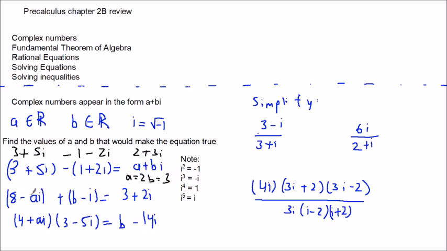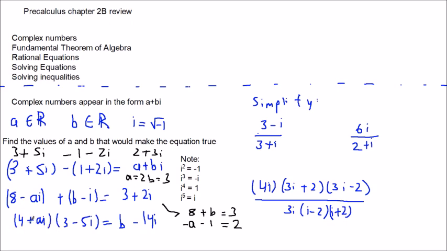Second problem, 8 minus ai plus b minus i equals 3 plus 2i. So this problem, you'll actually solve this equation like this. You will have 8 plus b is equal to 3, and then you will have minus a minus 1 is equal to 2, right? Because you've got to keep in mind all of the signs. And then I'll let you solve this right now. Meanwhile, I'll solve this. This is a little bit harder.